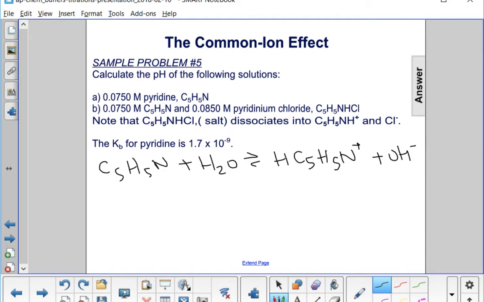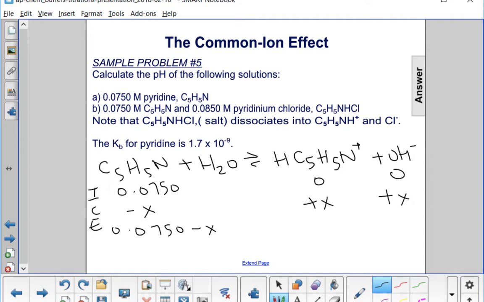Okay, let's set up our ICE table. Initial concentration here is 0.0750, no product. Decrease this concentration by X, and increase each of these concentrations by X. So at equilibrium here we have 0.0750 minus X, and each of these concentrations are X.